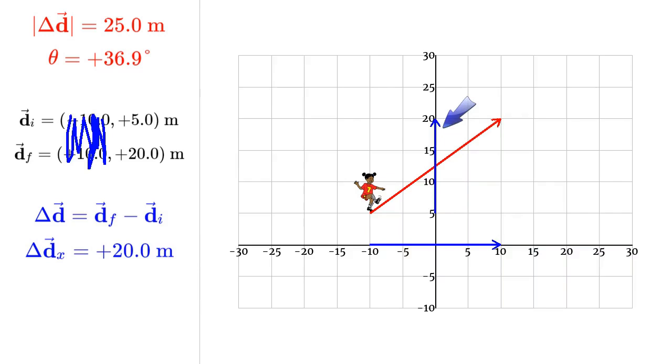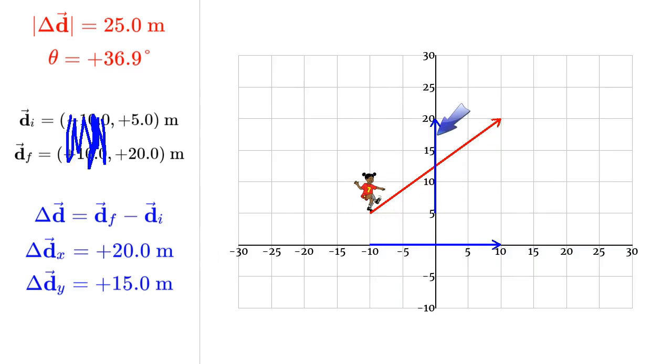If we subtract her final position of 20 minus her initial position of 5, that gives us a displacement of positive 15, which is telling us that that second blue vector that I just drew is in the positive y direction and it's 15 meters long. So that's called the y component of the motion.